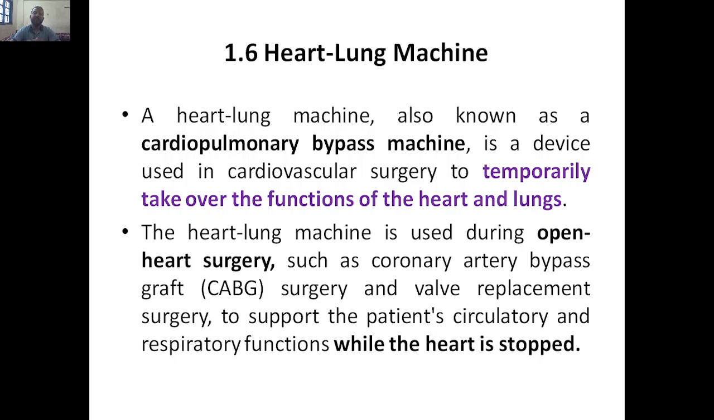So here we call it a bypass machine because we use it only during the time of cardiovascular surgery, that particular time. It may be 5 hours, 10 hours, or maybe 2 hours or 1 hour. Only during that particular function, during surgery, this heart lung machine will be used.